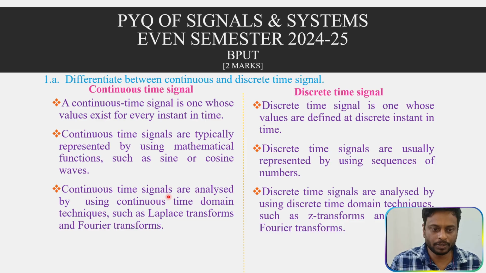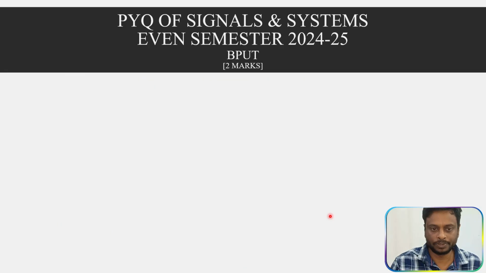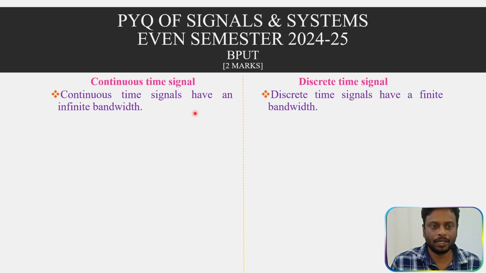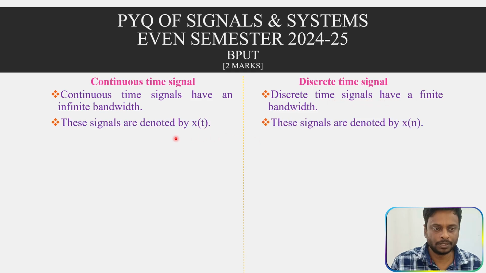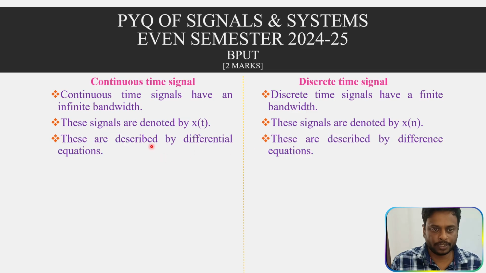Continuous time signals are analyzed with the help of the Laplace transform and Fourier transform. Similarly, discrete time signals are analyzed with the help of the Z transform or discrete Fourier transform. Continuous time signals have infinite bandwidth because a value exists for every instant of time. Discrete time signals have finite bandwidth. Continuous time signals are represented by x(t), and discrete time signals by x(n). Continuous time systems are described by differential equations, while discrete time systems are represented by difference equations.